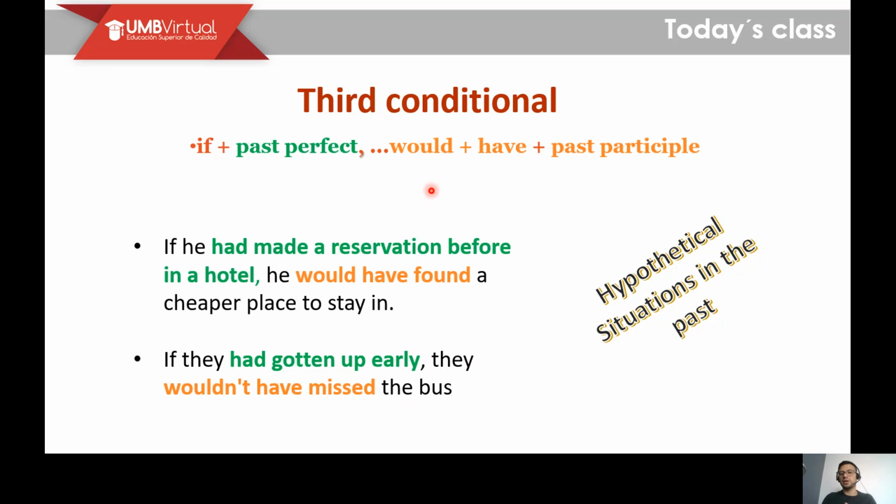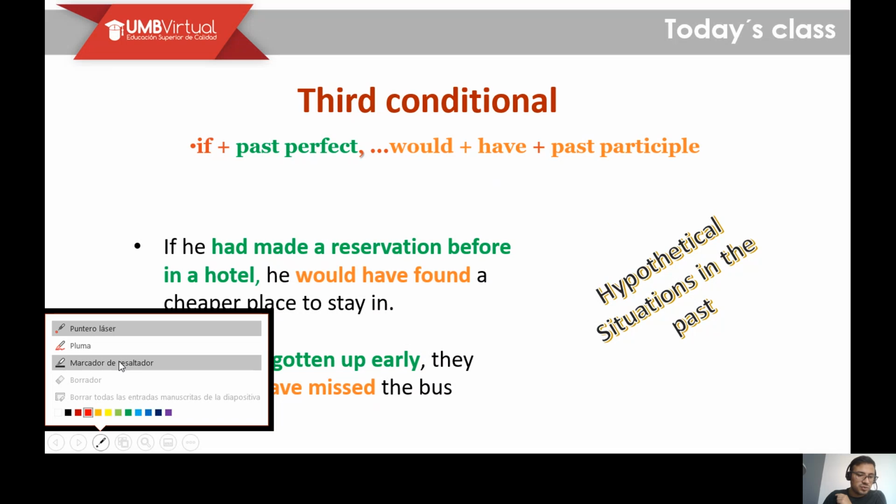Yo puedo decir, si yo hubiera dormido más, me hubiera despertado más tarde, ¿sí? O yo puedo decir, me hubiera despertado más tarde si yo hubiera dormido más. Entonces miren que aquí hay una coma en la mitad de la oración, ¿sí? Pero yo puedo hacerlo al revés. They wouldn't have missed the bus if they had gotten up early. Si yo escribo primero el resultado y luego la condición, no voy a necesitar la coma. ¿Listo?